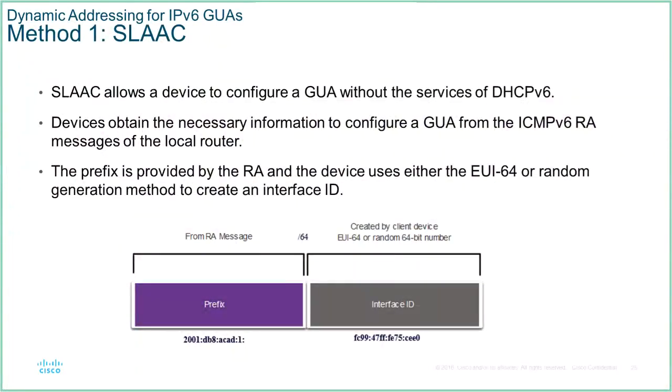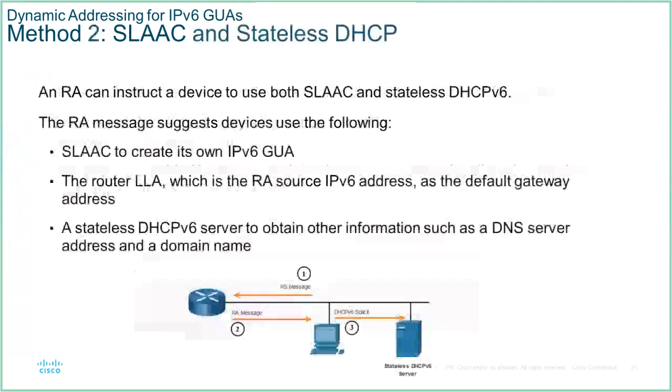All right, so we can use EUI-64, which we'll go into in a minute, or just a random number for the 64-bit interface ID space. EUI-64 is very neat, and it uses that MAC address that I talked about earlier. So we'll talk about that in a few slides.